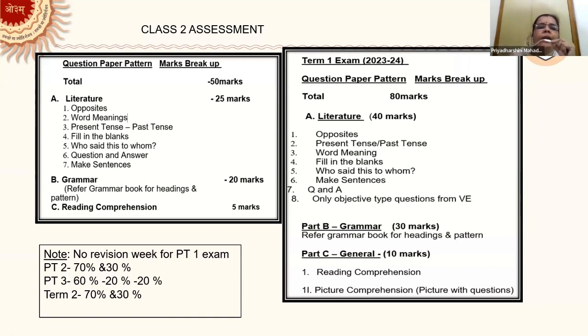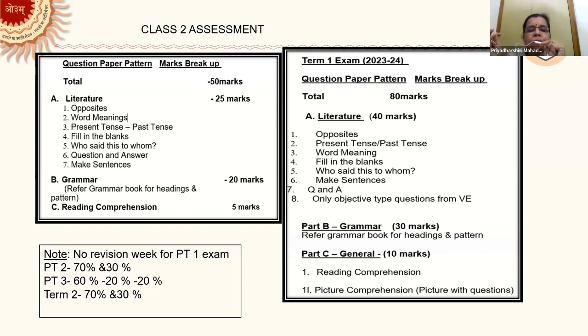So we give them word meanings, dictation words followed by meanings, then followed by opposites, present tense, past tense, fill in the blanks. Who said this to whom? For class 1 we had who said this only, who's the speaker. But here, who said this to whom? Then we have question and answers, make sentences. Then grammar for 20 marks, reading comprehension for 5 marks. So this is for PT1. Similarly, no revision week for PT1. And PT2 will have the weightage of 70-30.